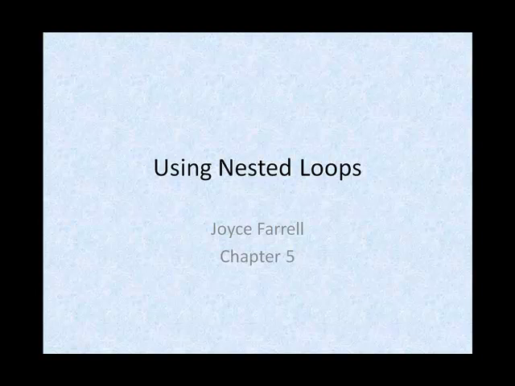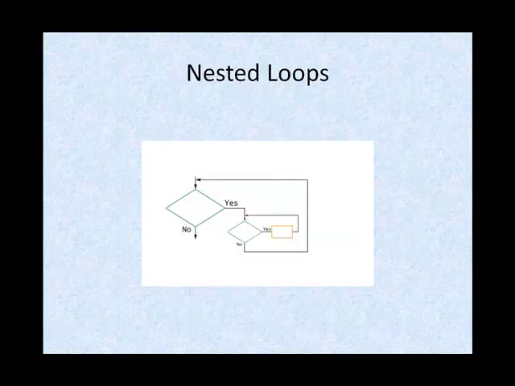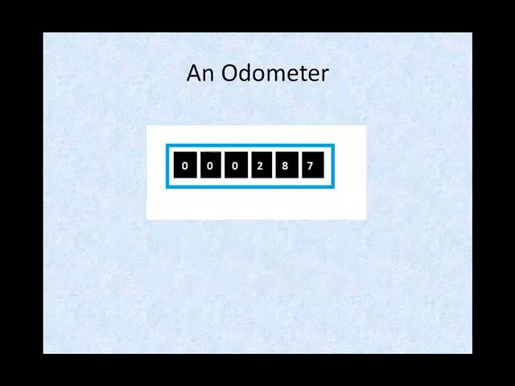We're going to look at using nested loops. When you have two loops in a program, the body of one can contain another loop. That's nested loops. Consider an odometer.